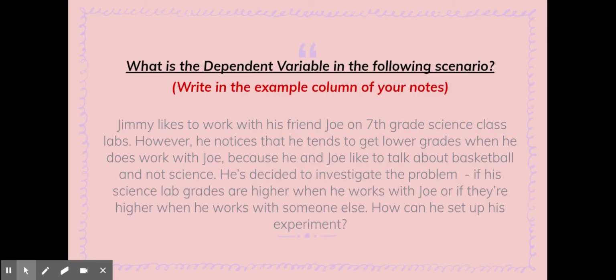So going back to Jimmy's issue. Jimmy, again, is going to be testing something. He's going to be figuring out if his grades are higher when he works with a different person or Joe. So what is the dependent variable in this? What is he going to measure? Please write this in the dependent variable example in your notes.